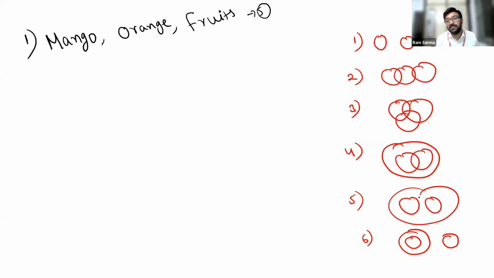Let me justify this. The outer circle is fruits, mango and orange. You will not observe any similarity or any common thing between these two. Mango is a fruit, orange is a fruit, but these two are different. Good. Answer for the first one is 5. Let me go with the second question now. I think you guys are ready. You understood how to answer these questions.